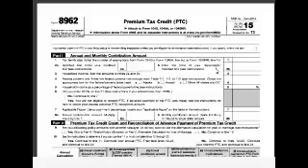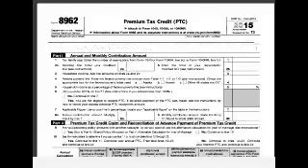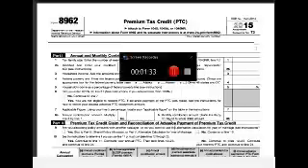First of all, let's fill out the form 8962. Okay, so what to do, it's really simple. It's going to be your information here, name as shown on your tax return, your name. Okay, let's put your name here. And then you're going to enter your social security number right here.